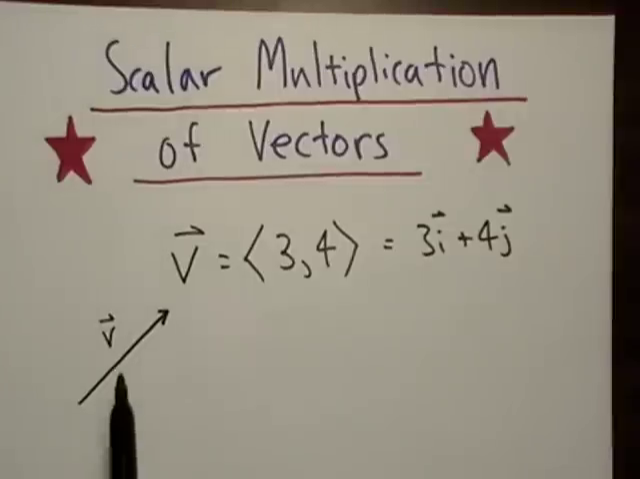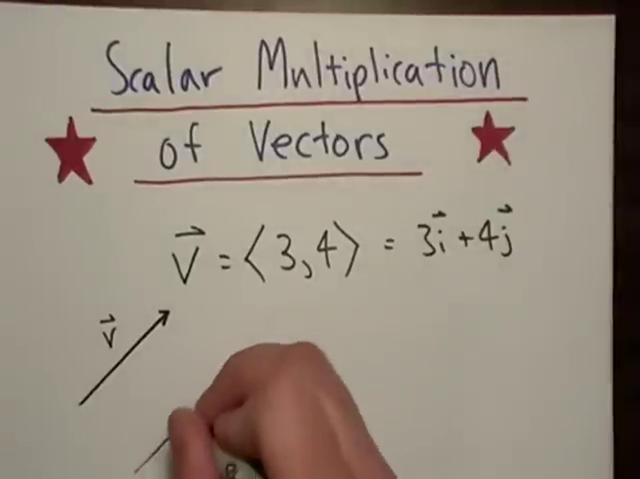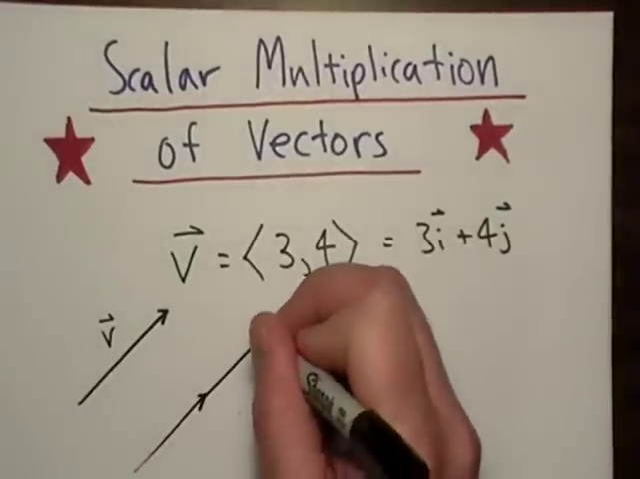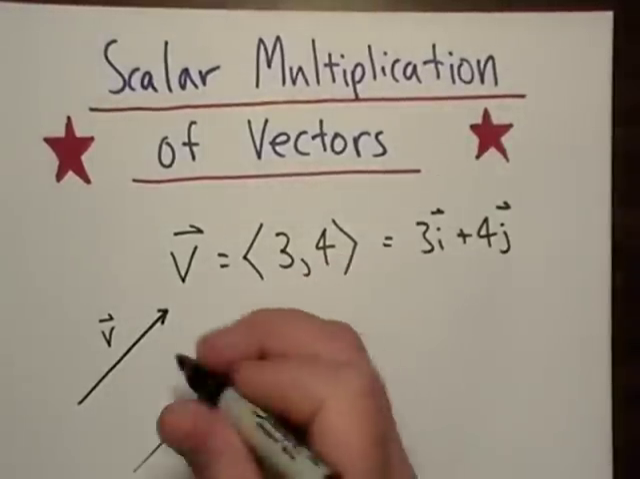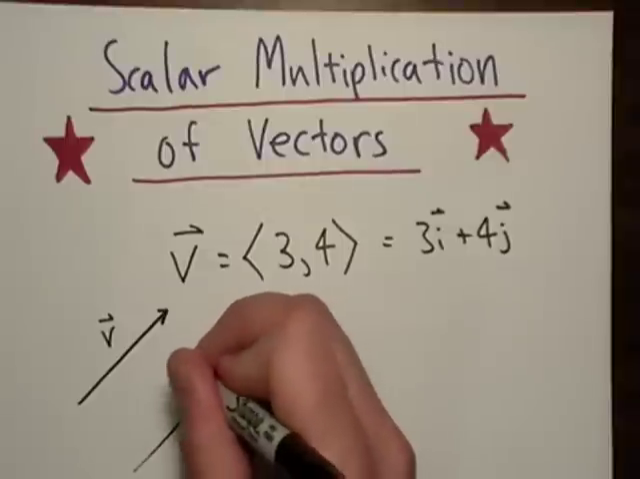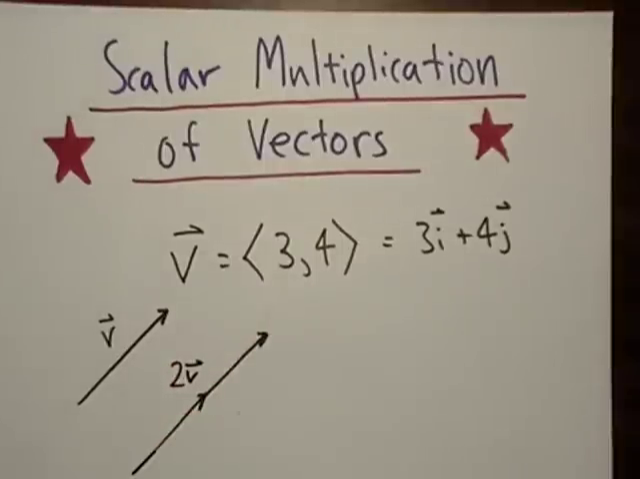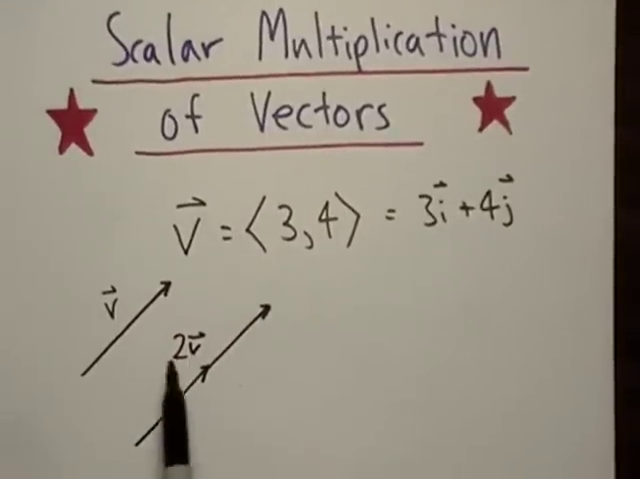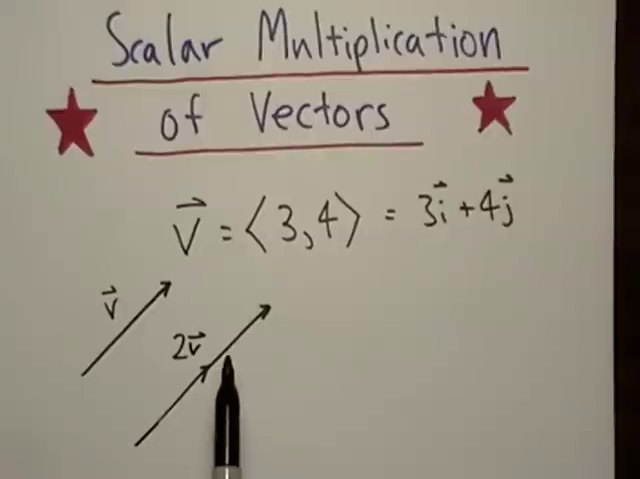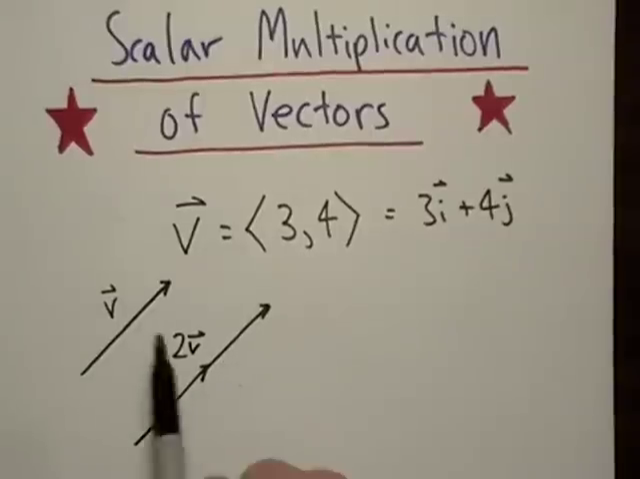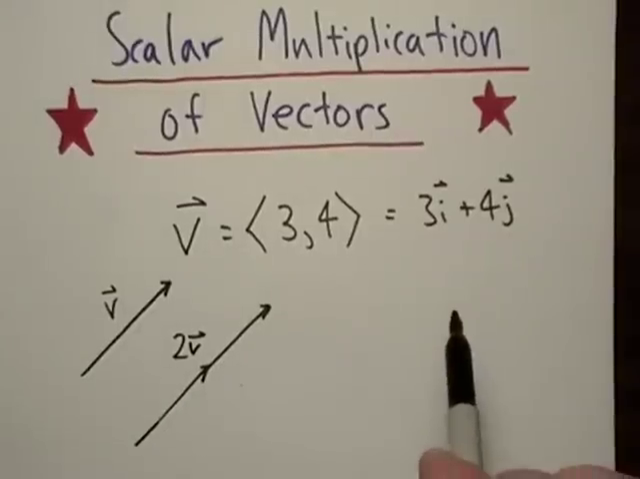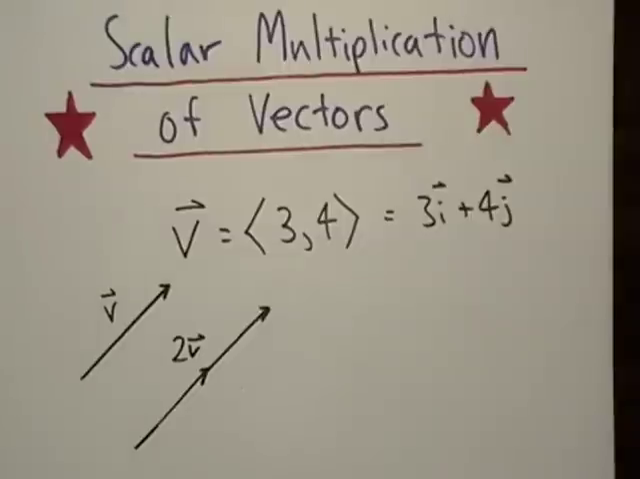So if I multiply vector v by 2, I'm going to end up with a vector that's twice as long. So this whole thing is actually 2v. Now notice it's not equal to v. It has the same direction, but it now has a greater magnitude.